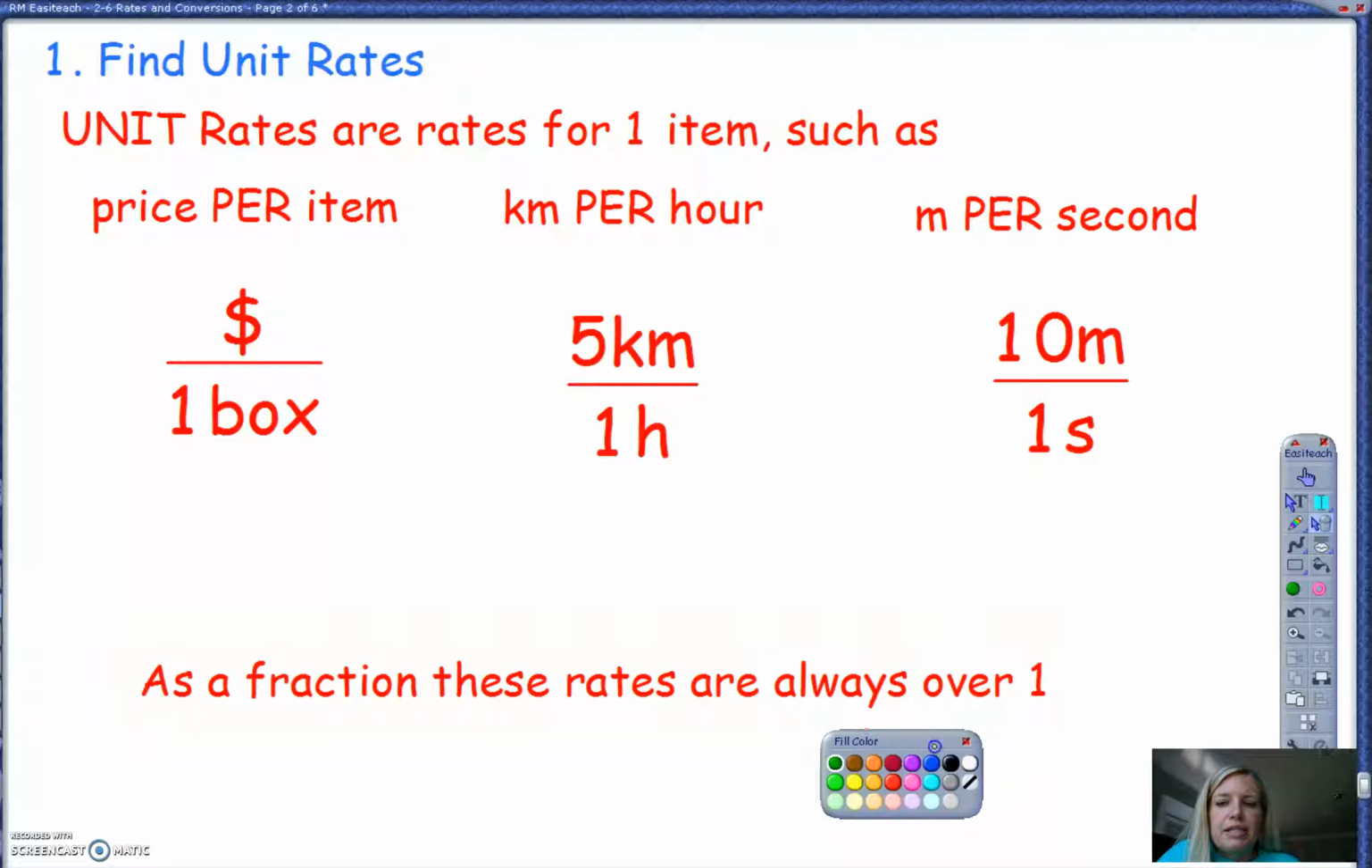So unit rates, these are fractions that always have a denominator of 1. It's how much per one item.